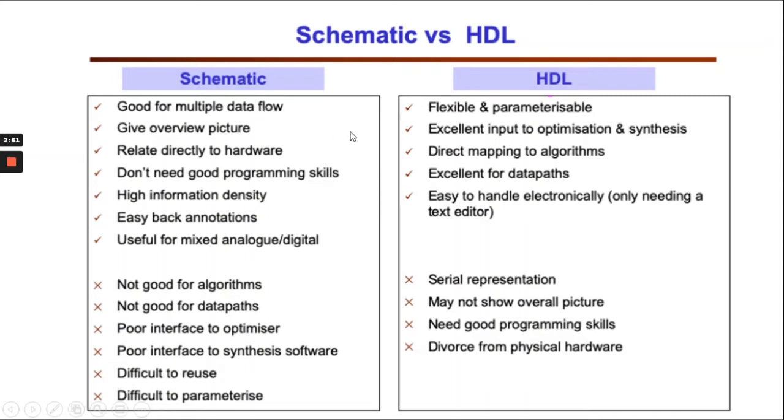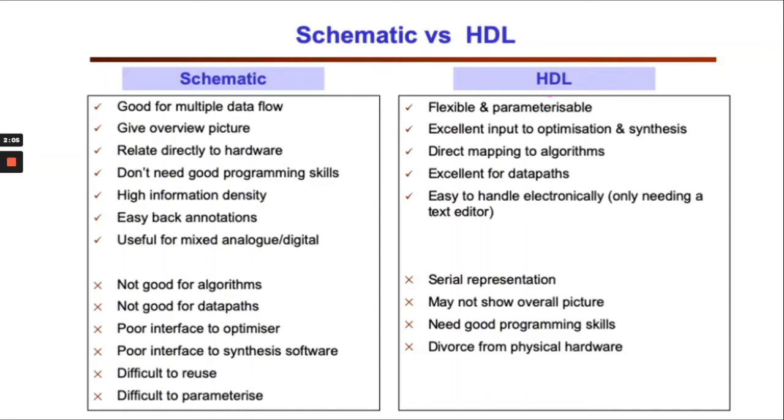All right, so basically these are the basic comparisons that we can have between schematic and HDL. The schematic, if you guys remember, is what you did in your first lab. You were using block diagrams, dropping AND gates on the schematic and developing the circuit by connecting lines between the gates, right? It is good for multiple data flow. You can see this data flow, and it gives you a good overview picture. You can see how the gates are connected, and it really relates to the hardware. When you are working on the hardware, you can see the gates and know that they are connected by wires.